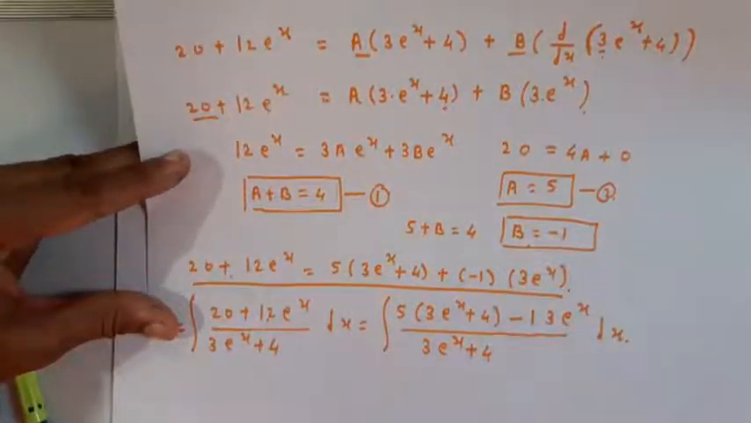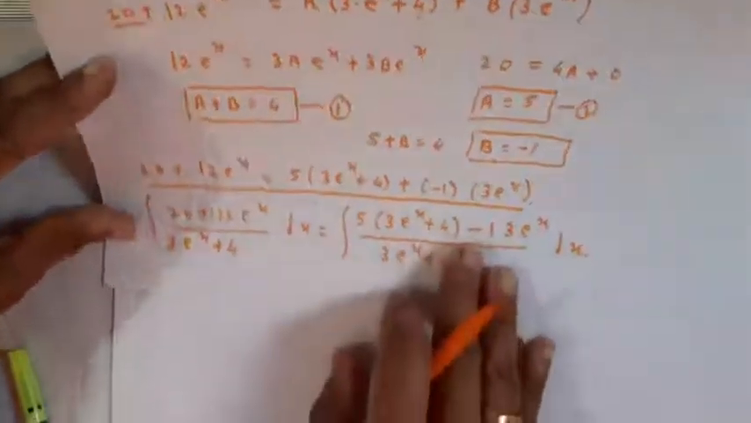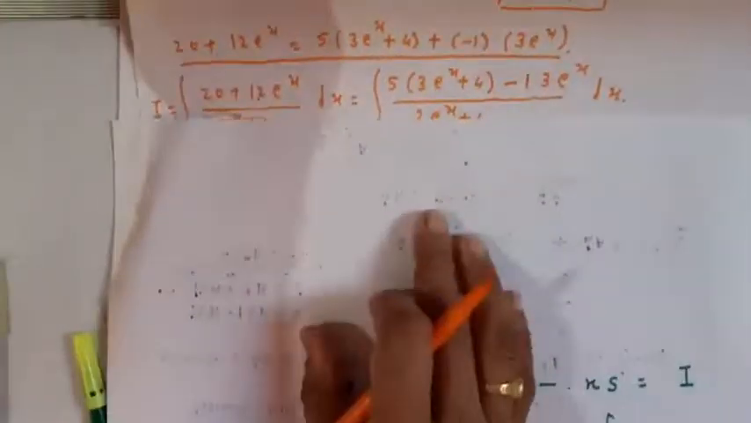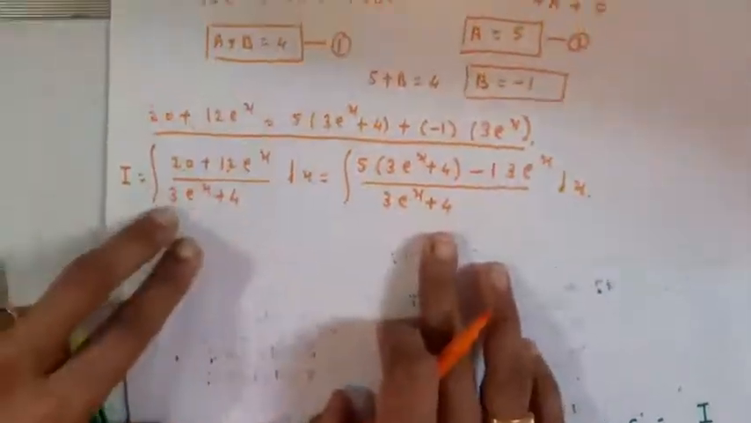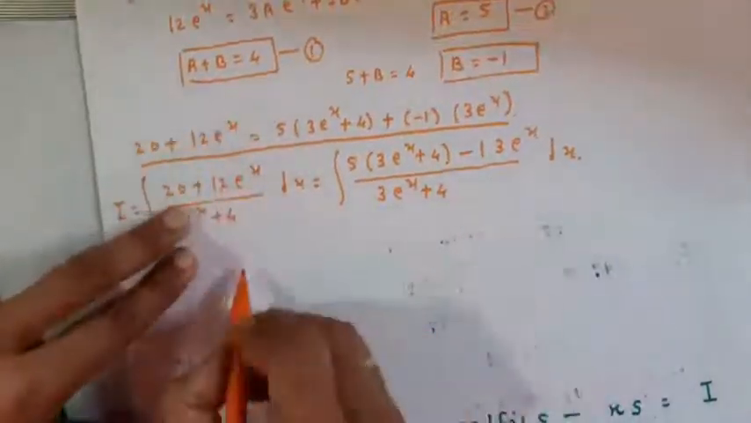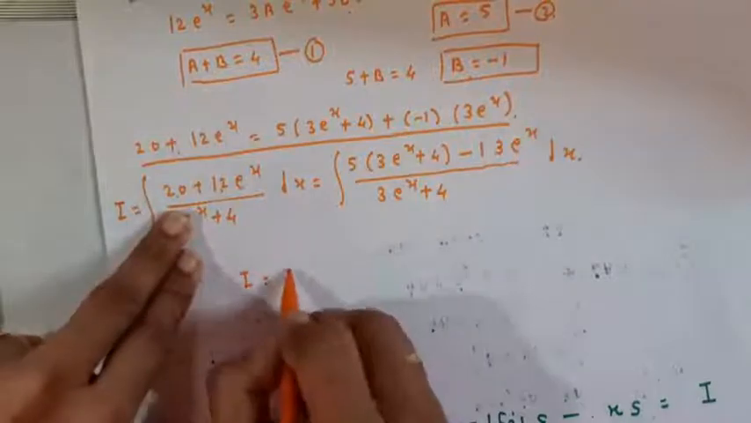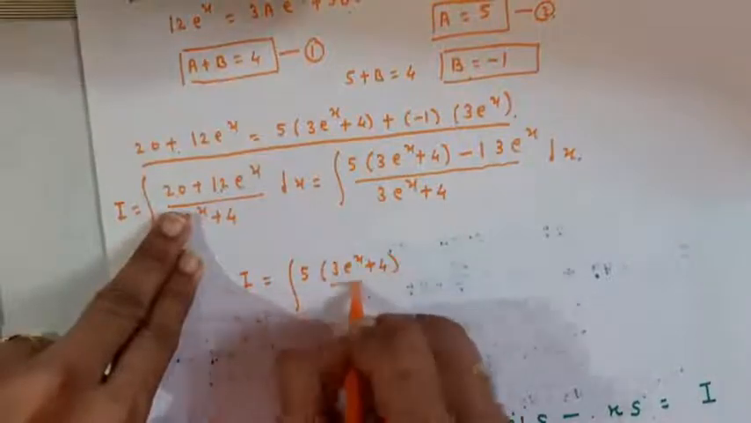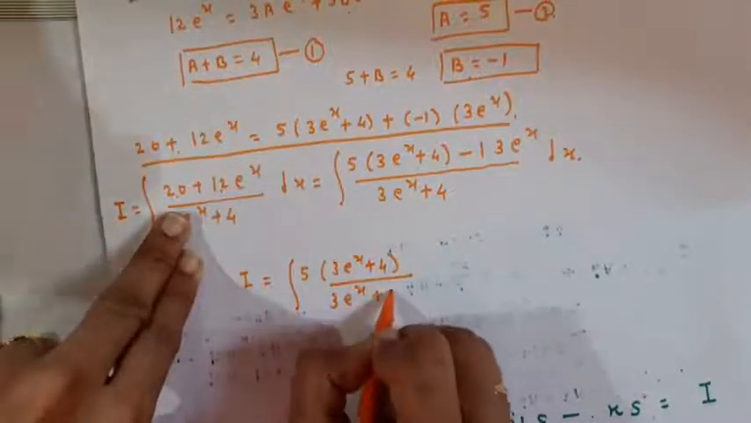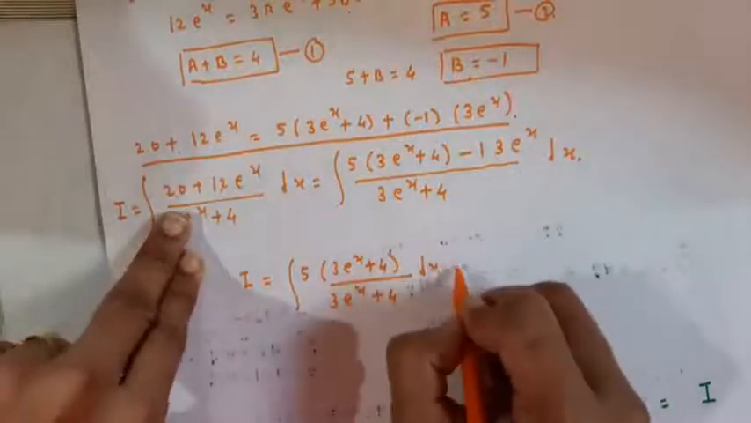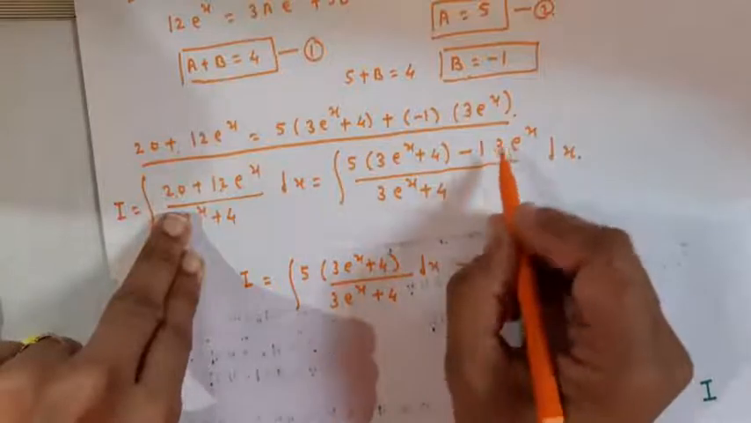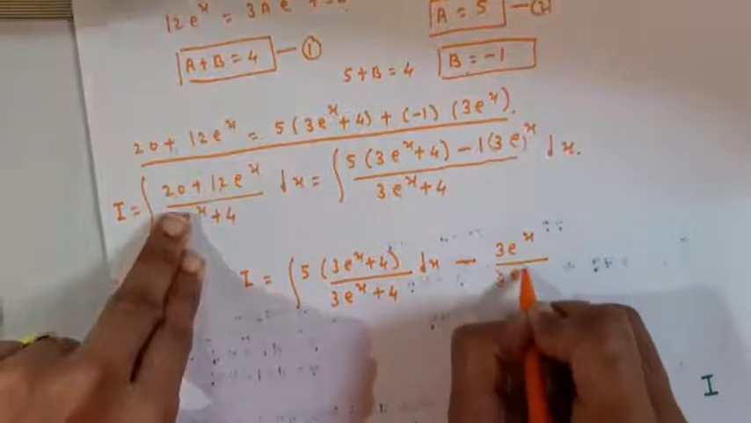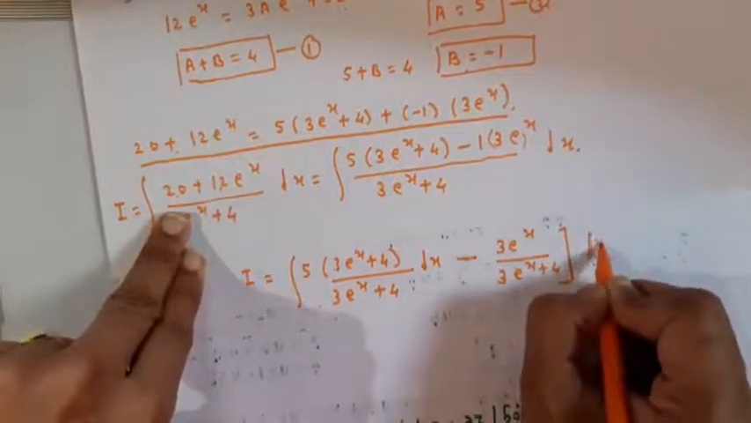Now simplify the terms. After simplifying, we will get integration I equal to, in the first term, 5 into (3e^x + 4) upon (3e^x + 4) with respect to x, minus 1 into 3e^x upon (3e^x + 4) with respect to x.